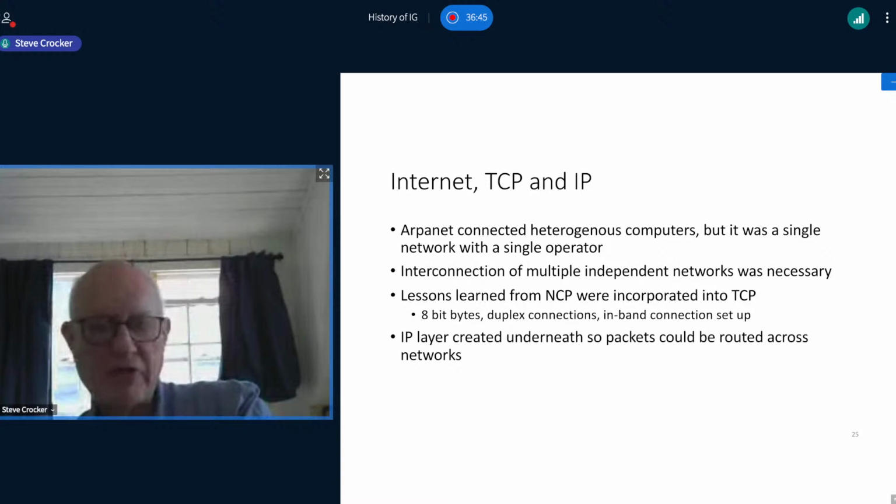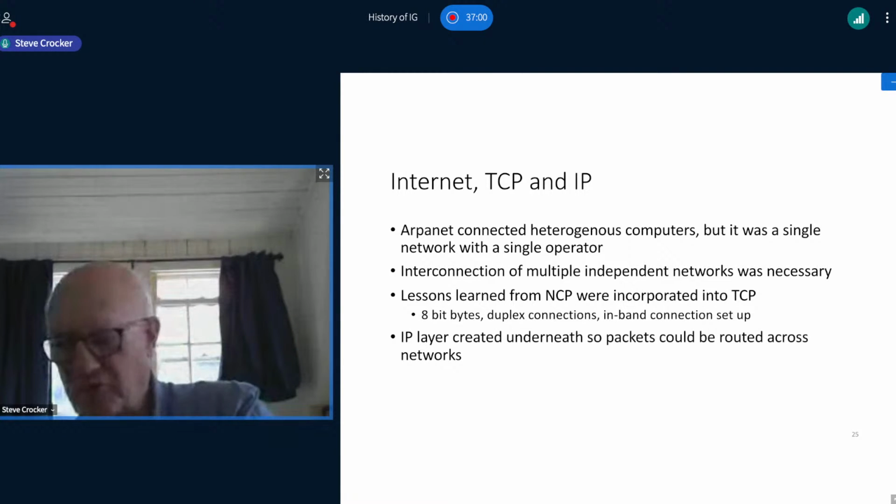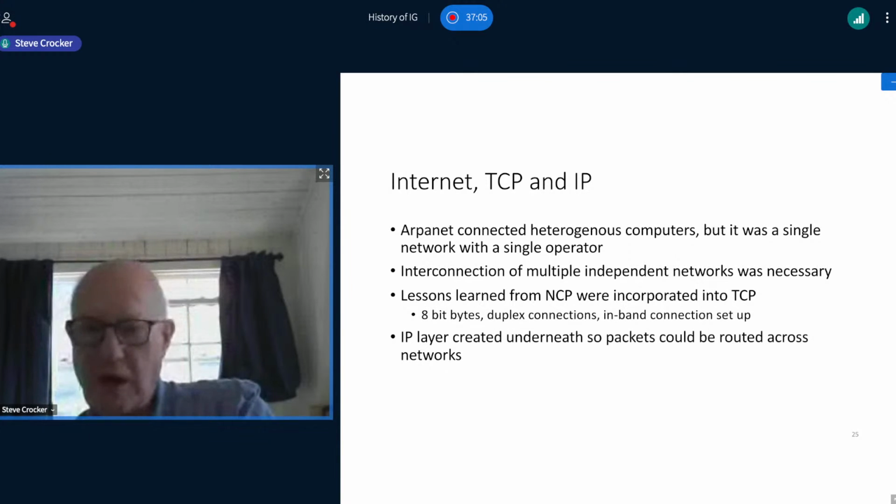The ARPANET was a homogeneous network from a communications point of view. It had a single vendor, it had a single operator, and a network operations control room kept track of which links were up and down, which lines were up and down, and so forth. And it was understood pretty quickly that there would be other networks, and that you couldn't have just one network for the entire world. You're going to have a lot of independent networks, and that's what led to the internet and the worldwide impact that we've all experienced.